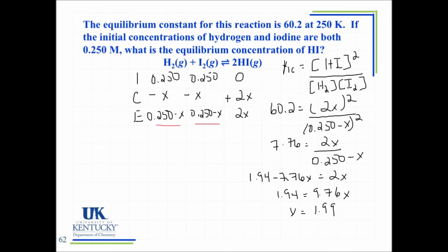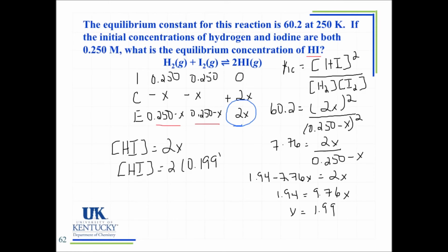Now, I'm not quite finished with the problem because I see that the value of x is 0.199. And that gives me the X that's in my ICE table, but I'm asked for the equilibrium concentration of the HI. And I notice that when I look at my ICE table, the equilibrium concentration of HI is equal to 2 times X. So the concentration of HI equals 2X, and therefore the concentration of HI will be equal to 2 times 0.199, and that will make it equal to 0.398 molar.